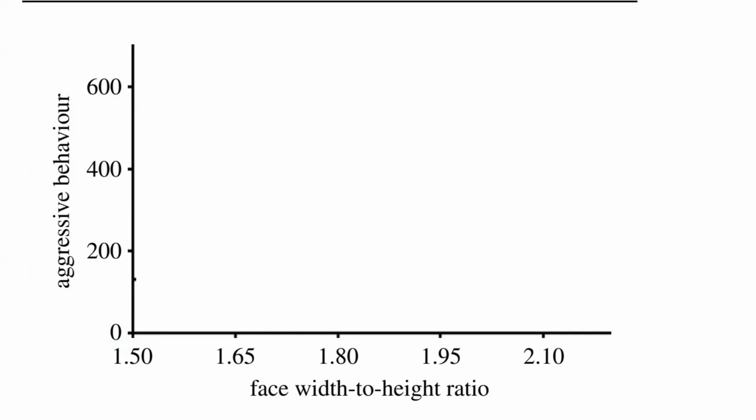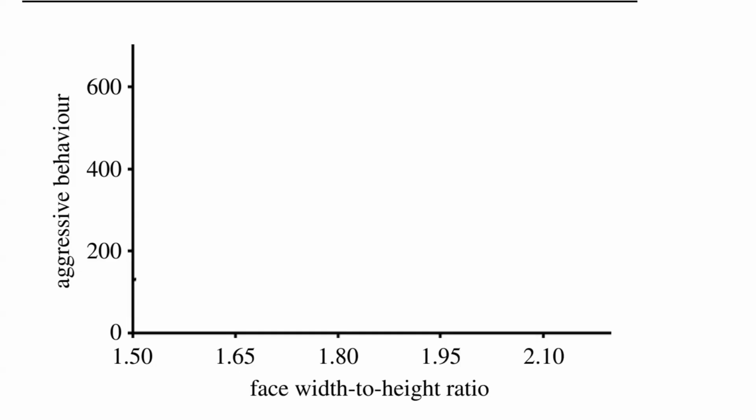Next thing you want to do is you want to scale your axes. Again, you want to make sure that all of your data will fit on that x-axis. So the lowest and the highest face width to height ratios will be represented on that x-axis. You want to make sure that the y-axis is scaled in a way that all the scores of aggressive behavior can fit on that axis. And that has been done here very, very nicely.